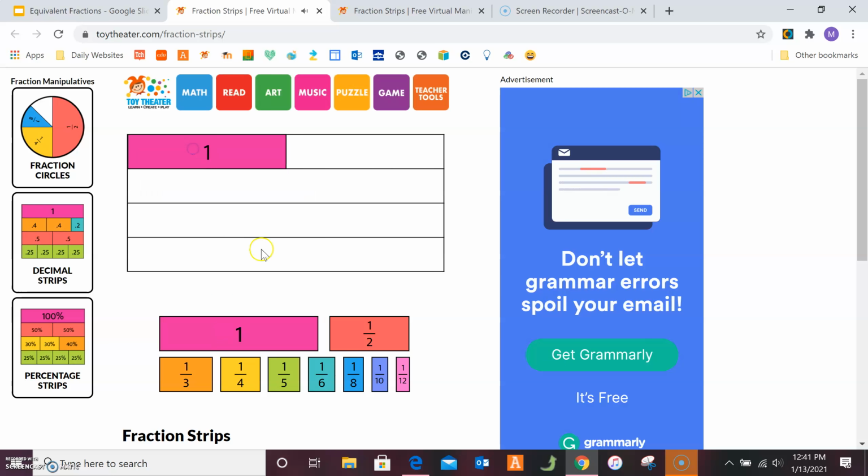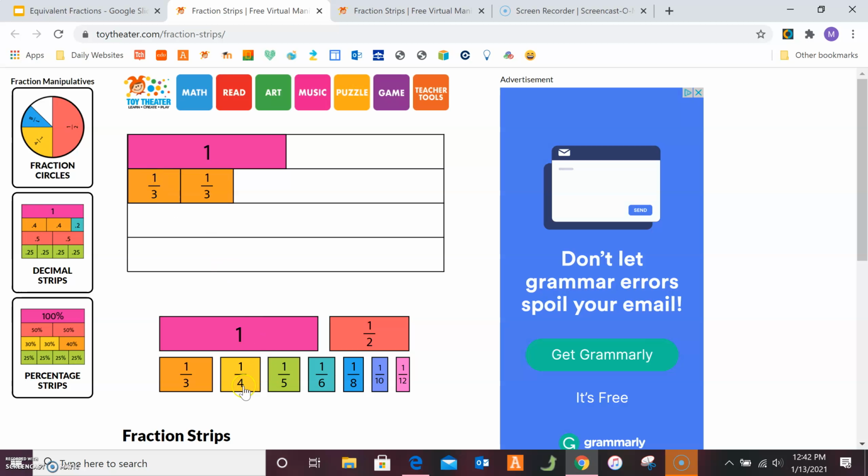Okay, so I'm going to set my 1/2 right there, and I need 1/3, 2/3. Now remember, you can do the same thing online, or you can do this with your fraction strips in front of you. All right, so 1/3, 2/3. Think about what you know already about thirds, just 1/3.